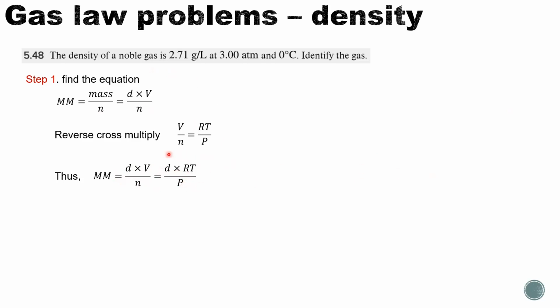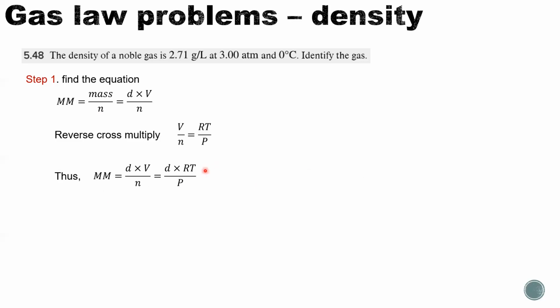So density is something we know. R is the universal gas constant. T is the temperature, something we know. P is the pressure, and also something we know. So then we can now calculate the molar mass of this noble gas.